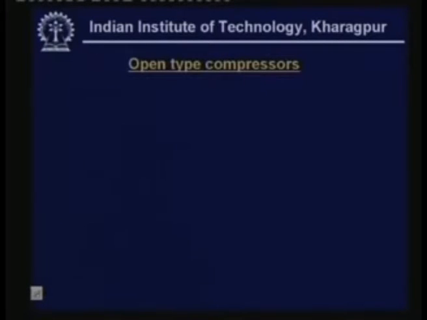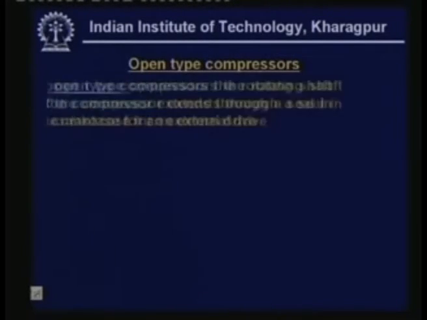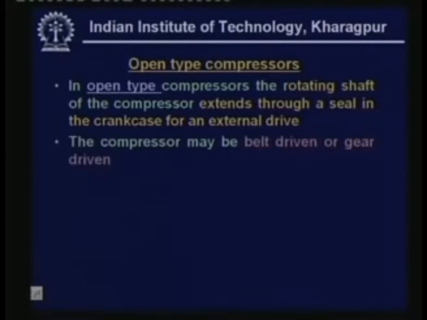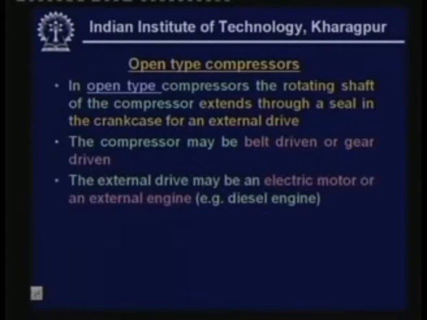Now let us look at open type compressors. What do we mean by open type compressor? In open type compressors, the rotating shaft of the compressor extends through a seal in the crankcase for an external drive. The compressor may be belt driven, which is more common, or gear driven. It is rarely gear driven, but in principle you can have gear drive. The external drive may be an electric motor or an external engine. For example, one can use a steam engine or a diesel engine for running the compressor.